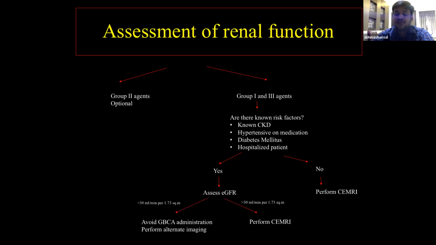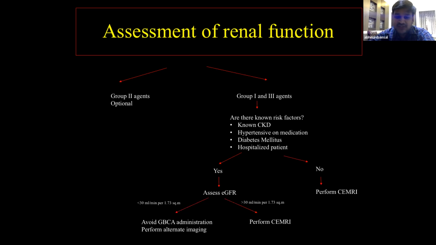So if any of these conditions is present, then eGFR assessment is required prior to using group 1 and group 3 agents. If none of these conditions are present, again, we can go ahead with doing a contrast enhanced study. So when any of these conditions is present, then in patients who have eGFR more than 30 ml per minute, in those conditions, again, it is relatively safe to use these agents.